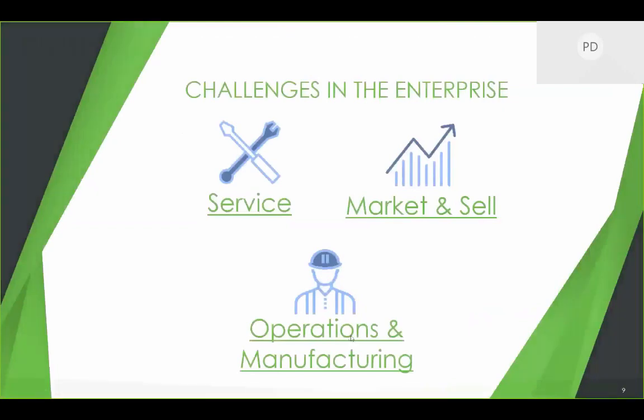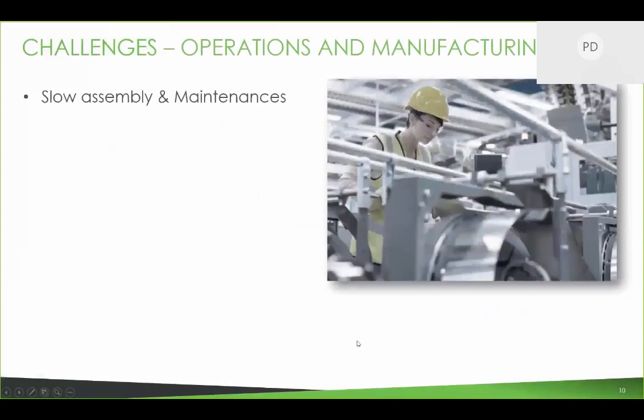For right now, we'll go and look into the operations and manufacturing side of things and some of the challenges that we see in this use case. The first thing that we see in manufacturing is slow assembly and maintenance. This can be due to inefficient instructions. You might have people working on the line that are working with these large manuals, and they're not able to get in and see exactly the information they want.